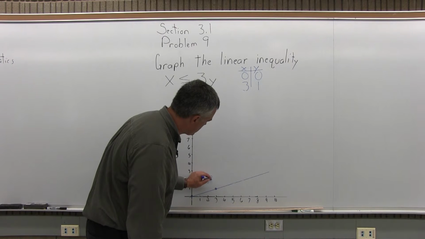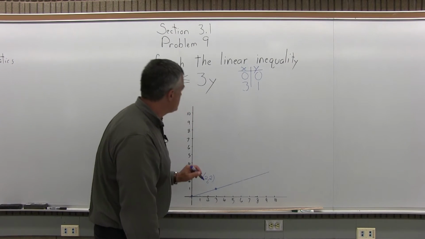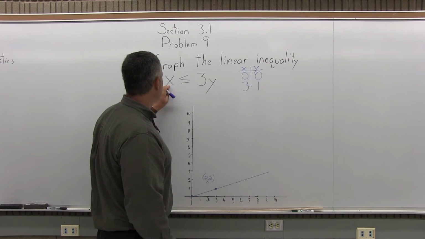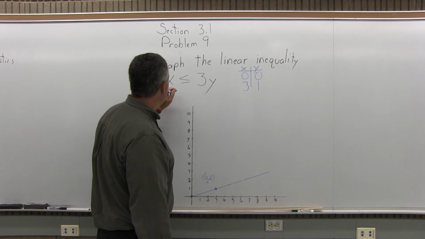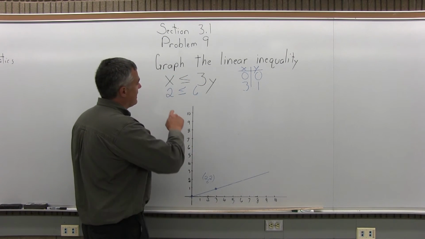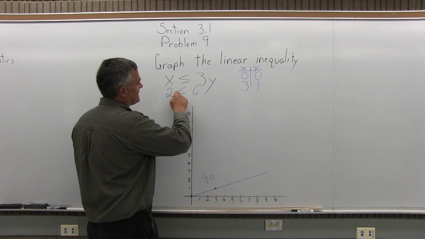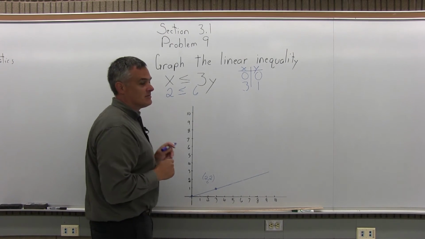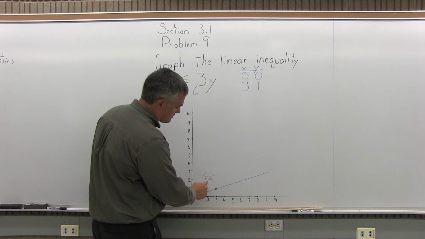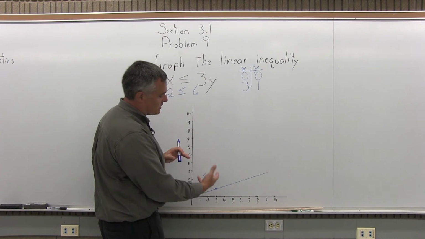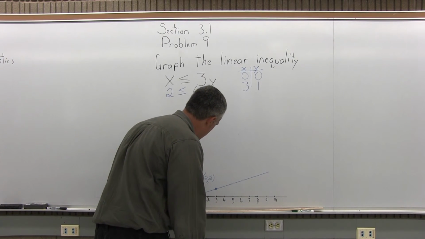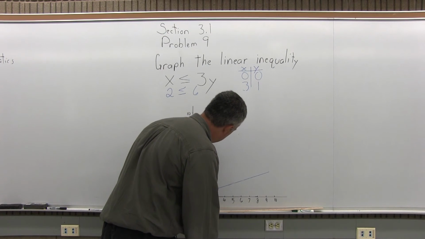I'm going to put in a 2 for x, 2 for y, and I'm going to see if the result I get in my inequality is true or false. So if x is 2 and y is 2, 3y becomes 3 times 2, I have the result 2 is less than or equal to 6. That's certainly true. 2 is less than 6. That's a true statement. So my test point is on the up above side. The result I got was true, so that's the side that I shade, the above side. So everything in the above side gets shaded.